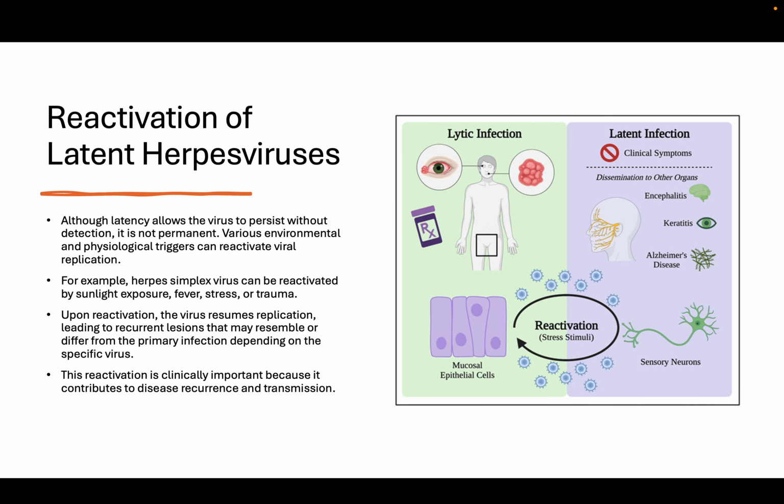The reactivation of these latent herpes viruses can come from certain stimuli. We don't know for many of them. For herpes simplex viruses, we know this can be sunlight exposure, fever, stress, or trauma. Really, the full mechanism of how these stimuli reactivate the virus is very unknown. We actually don't know much about this.